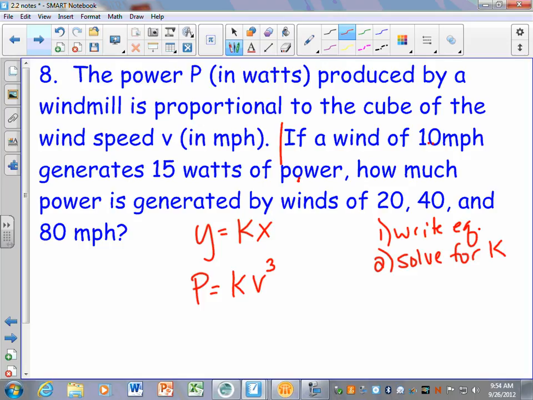A wind of 10 miles per hour, where does that go? Is that my P or is that my V? Okay, that's the wind speed, so this is like your V. Generates 15 watts of power, that's your P. You can use that given information and solve for k. So I could say 15 equals k times 10 cubed. And you can actually tell me what is the constant for this specific windmill.